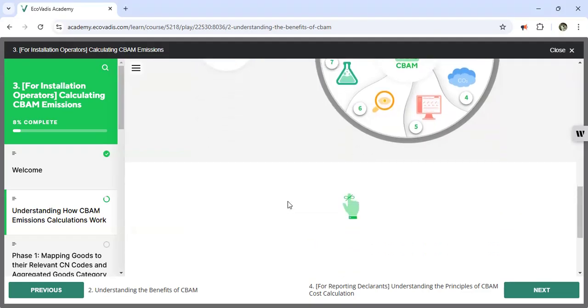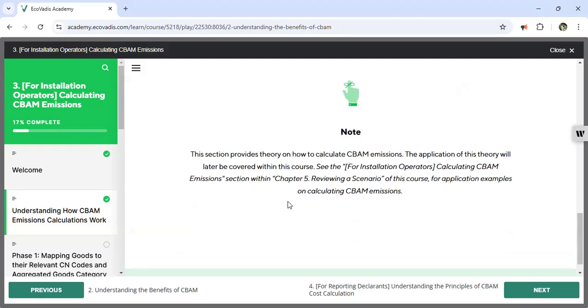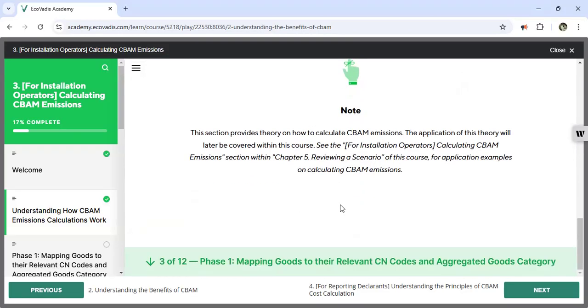Note: this section provides theory on how to calculate CBAM emissions. The application of this theory will later be covered within this course. See the For Installation Operators, Calculating CBAM Emissions section within Chapter 5, Reviewing a scenario of this course for application examples on calculating CBAM emissions.